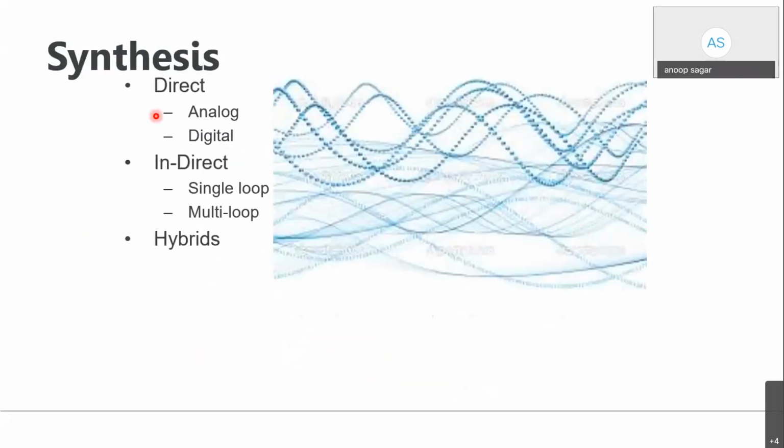And if we go to synthesis, there are different types of techniques. First one is direct, second one is indirect. Indirect has two types, analog and digital. Indirect again has two types, single loop and multi loop. We are using a hybrid type, which is a combination of indirect and direct methods.